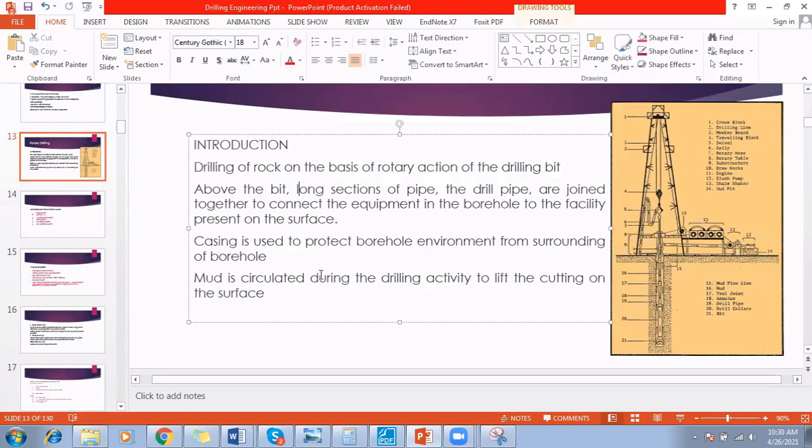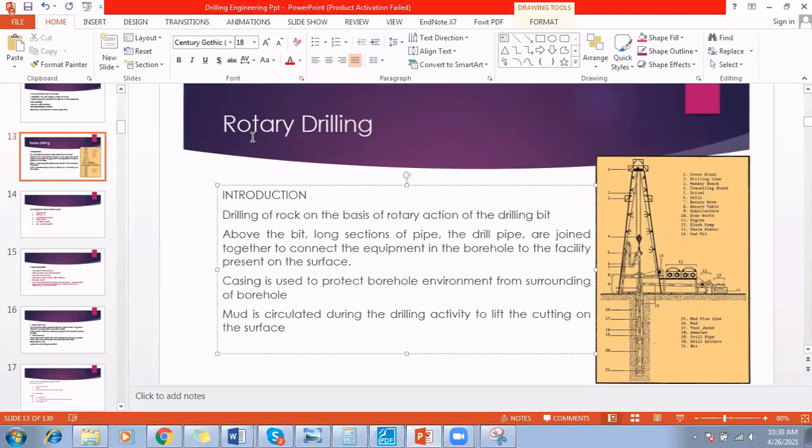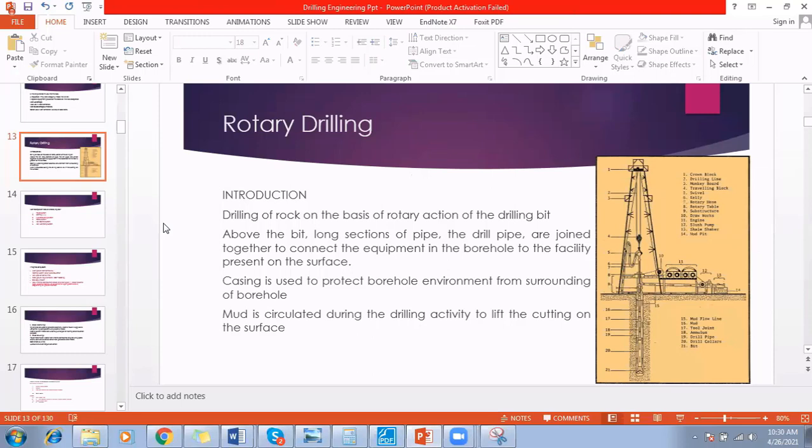So now coming towards the main topic, and it is rotary drilling. This is the type of drilling that we will discuss in detail. So what is rotary drilling? Rotary drilling is the type of drilling that is performed on the basis of the rotation of the bit. So the main principle behind rotary drilling is the rotation of the bit. This is the main thing.